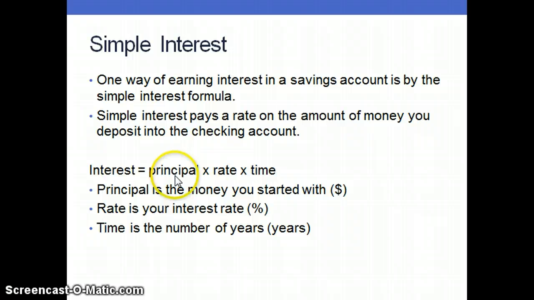Well, what are these things? What is principal, what is rate, and what is time? Your principal is the money that you started with, and I have a little dollar sign here to remind you that you're basically looking for a dollar amount in the word problem. Your rate is your interest rate. I put a percent symbol here. You're looking for a percent symbol or maybe the word percent. And remember, with any percent, you need to convert that to a decimal before you use it in your formula. And then finally, time. And time is the number of years that you're holding the money in the savings account.